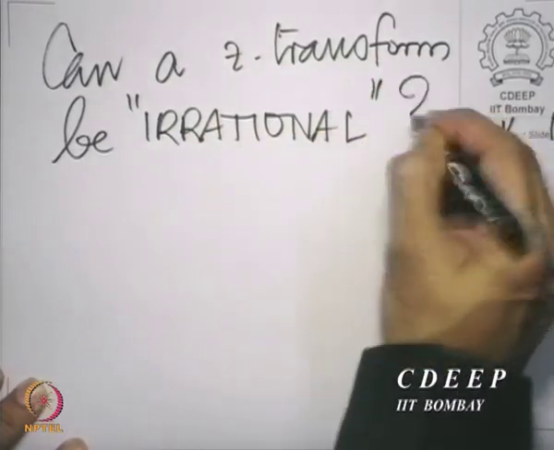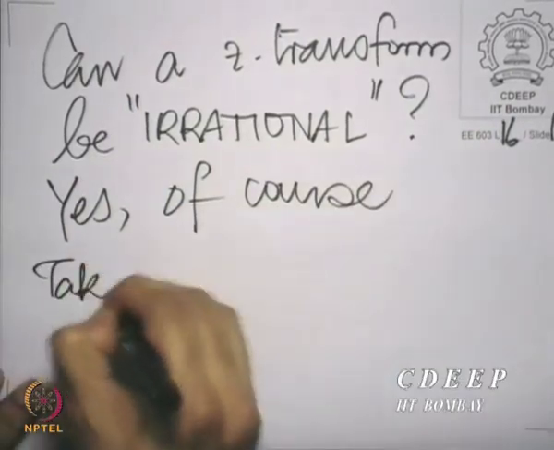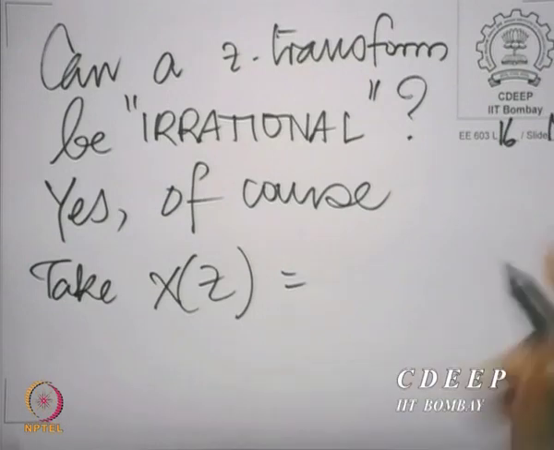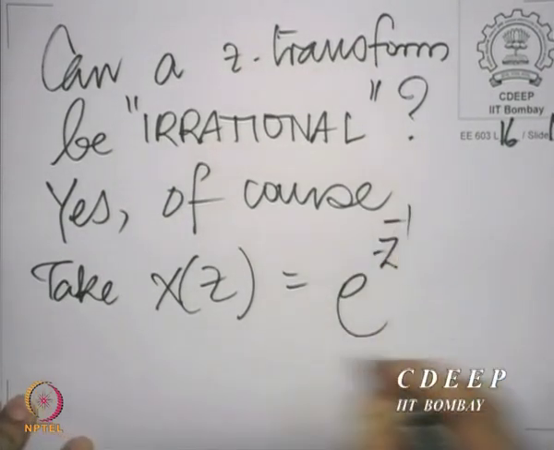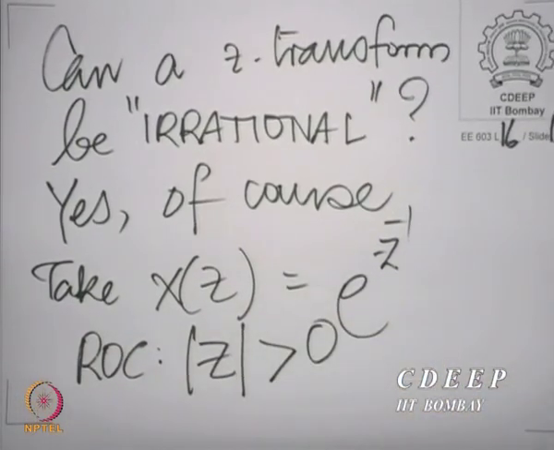And the answer, of course, has to be yes, of course. Take X(z) equal to e raised to the power z inverse, with the region of convergence mod z greater than 0. Note that here you cannot include the point z equal to 0 in the region of convergence. In fact, this is an example of what is called an essential singularity, in some sense a singularity of infinite degree, as we will see in a minute.